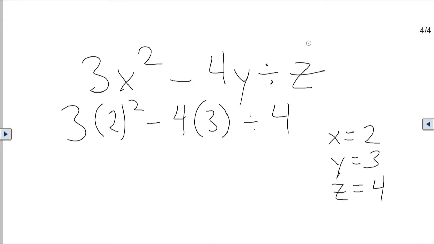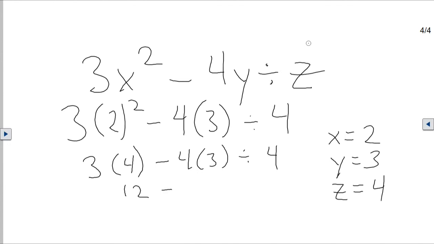So 2 squared there is 4. And we want to make sure we rewrite everything. So 3 times 4 minus 4 times 3 divided by 4. We want to work our multiplication and division left to right. So 3 times 4 is 12, minus 4 times 3 is 12, divided by 4. We still have our division going on there, so 12 divided by 4 is 3, and then 12 minus 3 gets us the answer of 9.